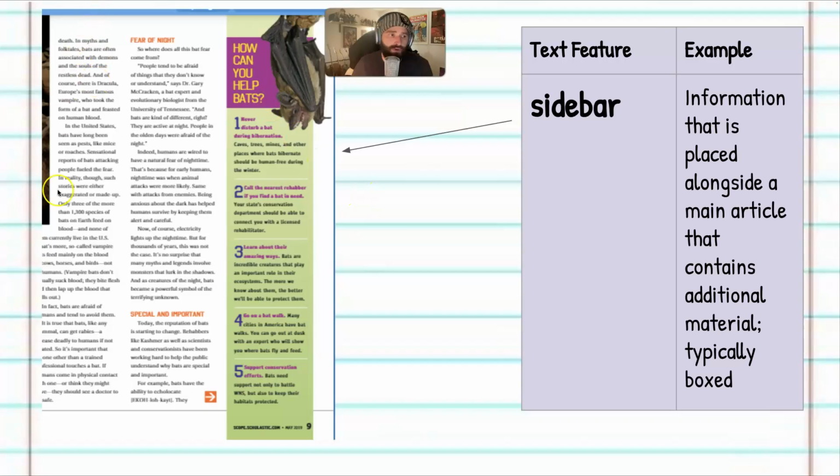So here you see we were talking about bats right here, and then over here you have a sidebar. And the sidebar, how can you help bats? So looking over here, this is helping me understand, oh, maybe this is a problem and solution, because if I have to help bats, then there's probably a problem in which they need help, and here are ways that I can actually start to help them. So going back to the main article, this sidebar is allowing me to better understand the problem that bats might be facing. Sidebars are not necessarily needed to understand the text overall. They just give you a better understanding of certain aspects of the text.